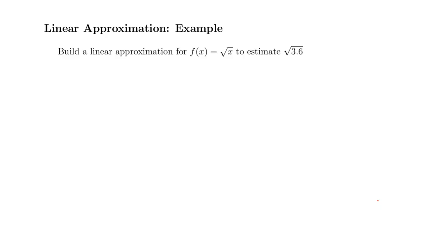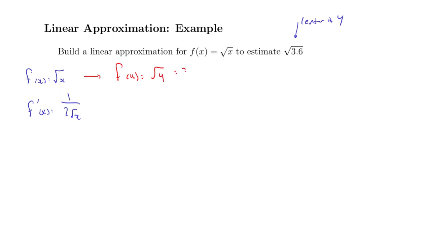All right, really quick example here. We can build a linear approximation of this square root function to estimate the square root of 3.6. So maybe a good center is 4, because the square root of 4 is something that we can get to. F of X is the square root function, so that means F prime of X is 1 over 2 root X. You can check that if you want. F of 4 is an easy one. That's the square root of 4. That's 2. F prime of 4 is 1 over 2 root 4.